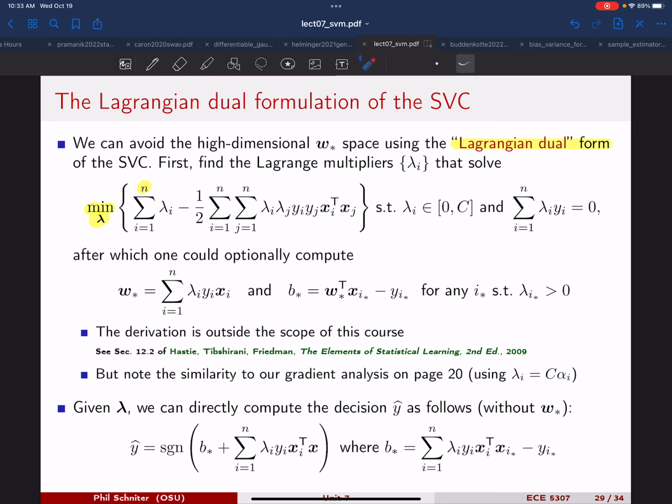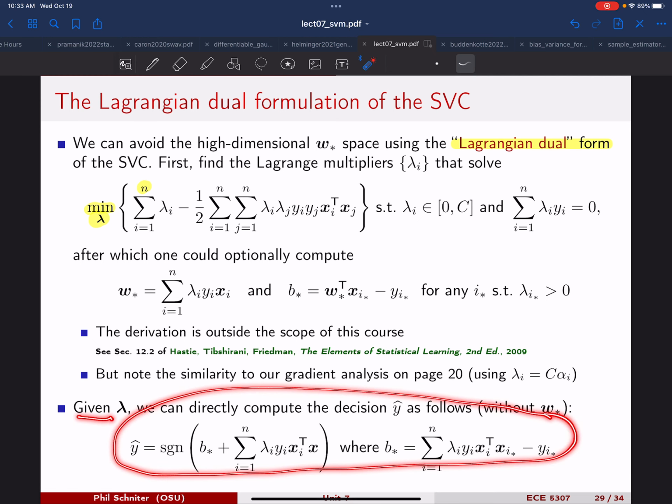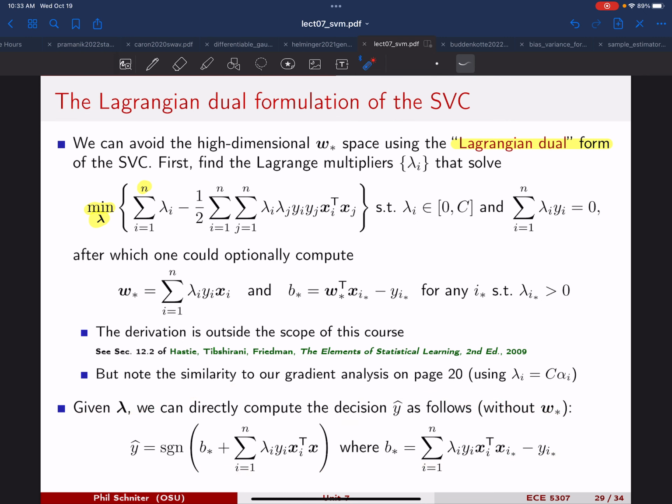Let's suppose that somehow we've done that. We've solved for these lambda weights. Those are all you need to do the classification. So down on the bottom of the page here, if you're given these lambdas, you can compute your decision y hat simply by computing this quantity. As you can see, it depends on the training samples, it depends on the test vector, it depends on the lambdas you learned, and also this b star, but the b star is something that you can also compute based on the training samples and the lambdas and so on.